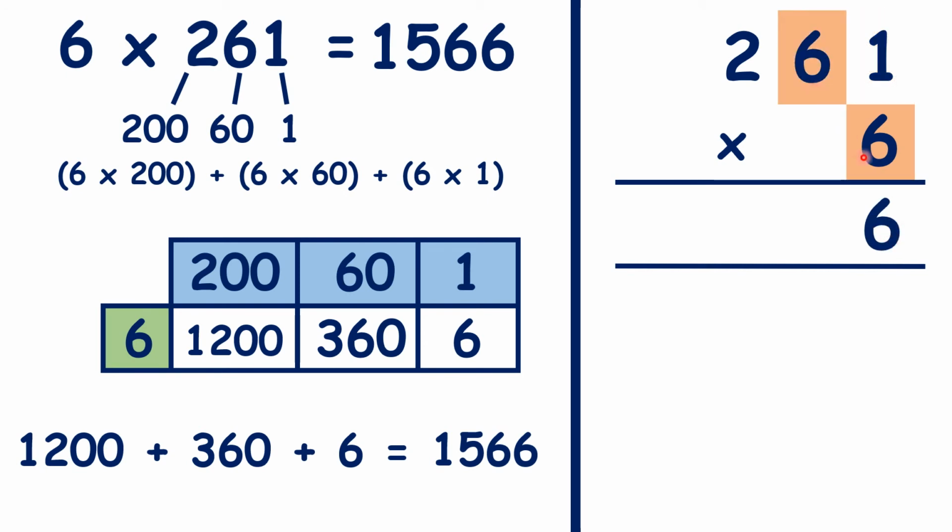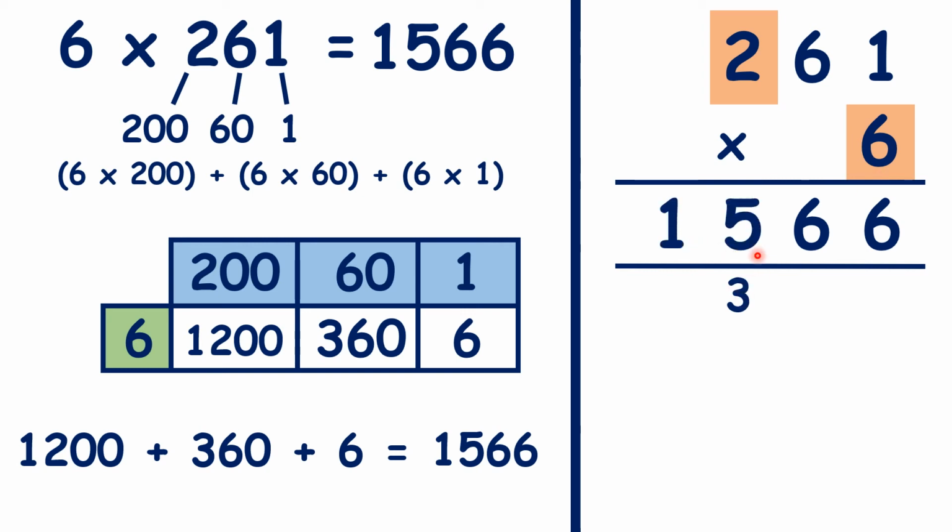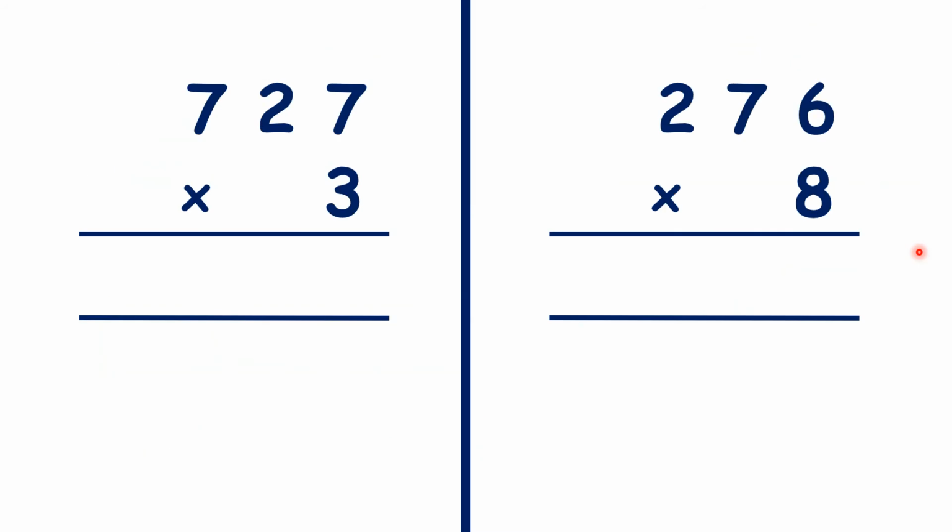Now 6 times 6 is 36, so we write the 3 under our hundreds and the 6 in our tens answer line. Now 2 times 6 is 12, plus 3 is 15. Now pause the video and see if you can answer these questions using the column method.